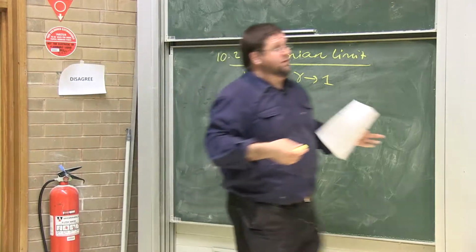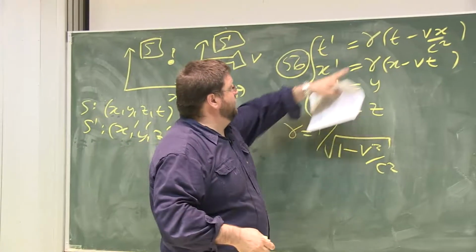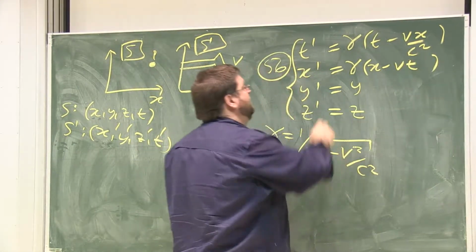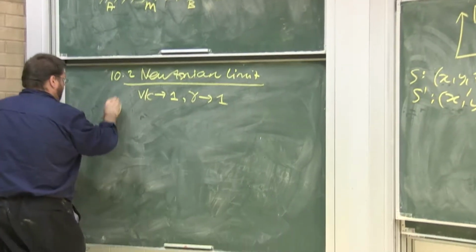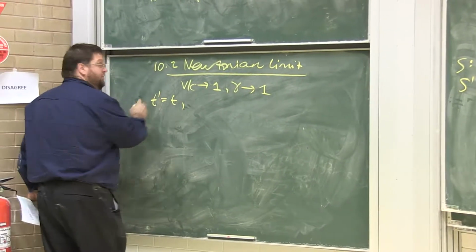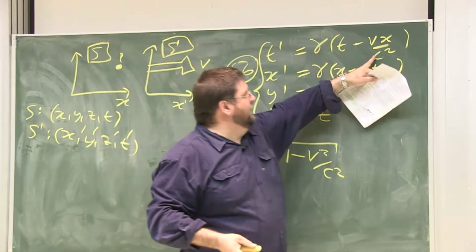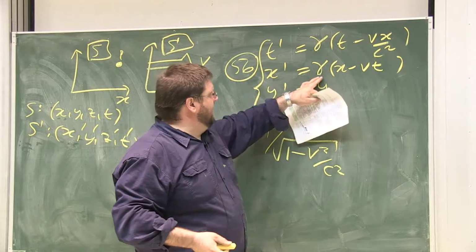And any division by c is going to disappear. So the gammas are going to be 1. Anything where you divide by c will disappear. So our first equation becomes t prime equals t, which is Newton's absolute time. You wouldn't even bother to write it down, right? But gamma's 1, this disappears. Second equation, gamma's 1, we get x prime equals x minus vt.